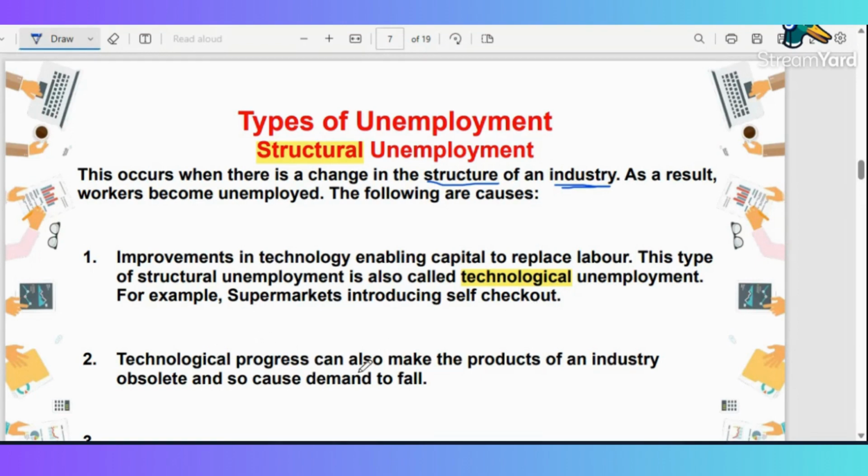Also, technological progress can make the products of an industry obsolete and can also cause the demand to fall. So structural unemployment has to do with the change in which goods and services are being produced by the who? The employees, right? The persons who are being employed to produce these goods and services. Based on the change of structure, the demand for these workers will fall, it will reduce, it will decline. They will no longer be needed. And we have the perfect example with the technology.